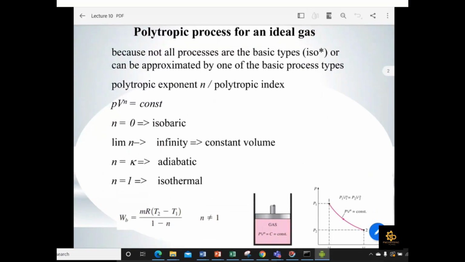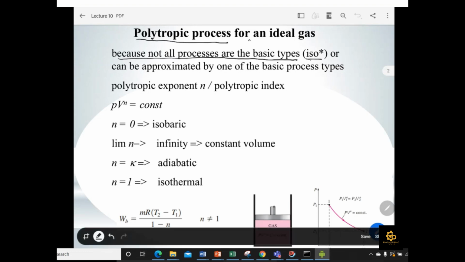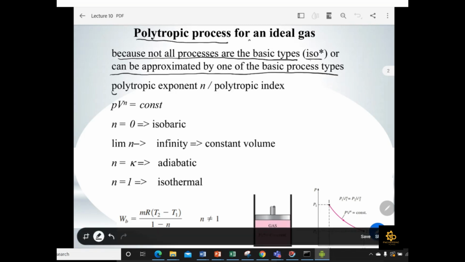Okay, so this is another term. I think you are all very much familiar with it because this is from your thermodynamics 1 book. This is mentioned in your chapter number 4 as well. So what happens is, not all processes are of the basic type, which are called iso. It means that entropy is not always constant in your actual cycle, or it can be approximated by one of the basic process types.